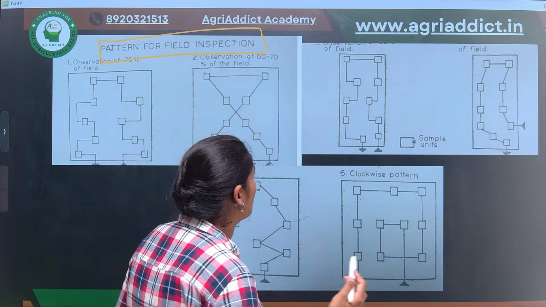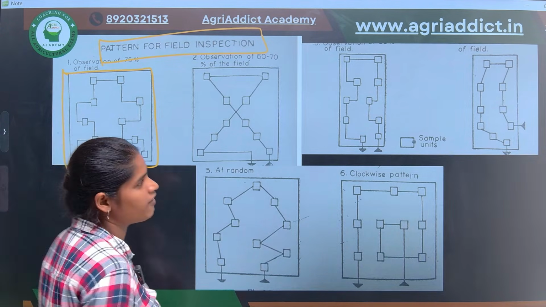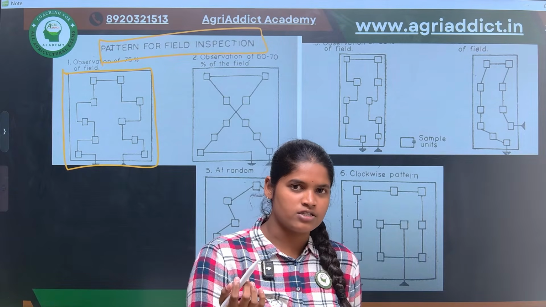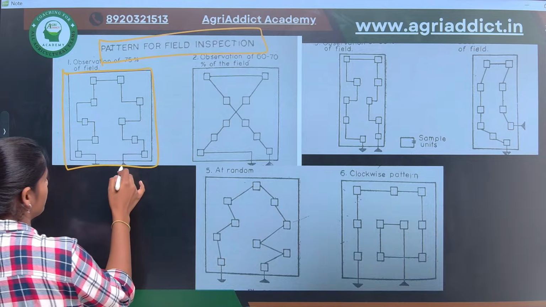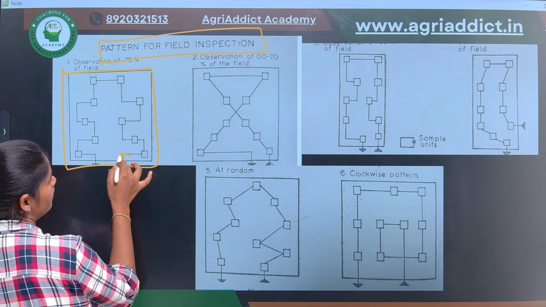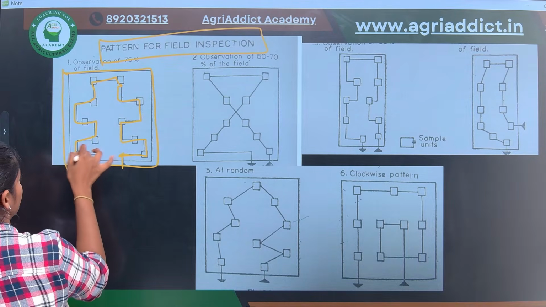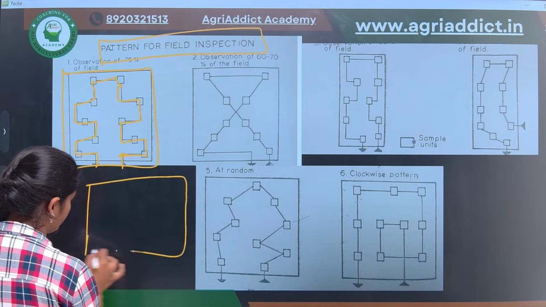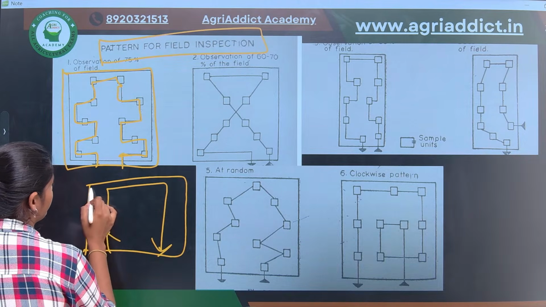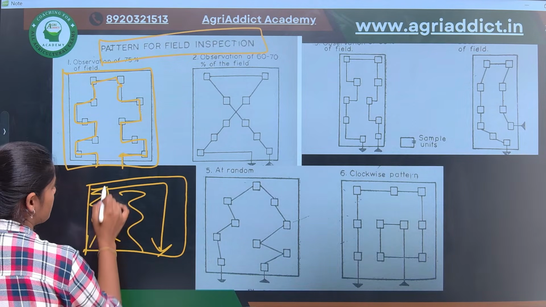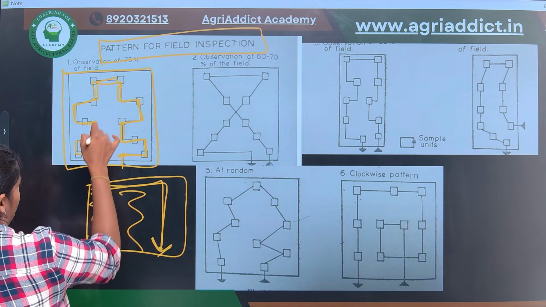Let's consider this is a field. We can enter in any way, but based on efficiency, we consider different patterns of inspection. He can enter from here and go in this way, zigzag. Just imagine if we go like this and come back, how can he cover this area and this area? The maximum area he can't cover. That is why the walking pattern matters.